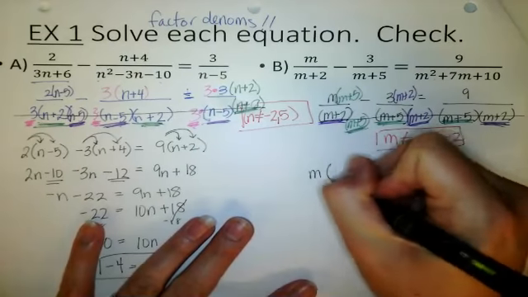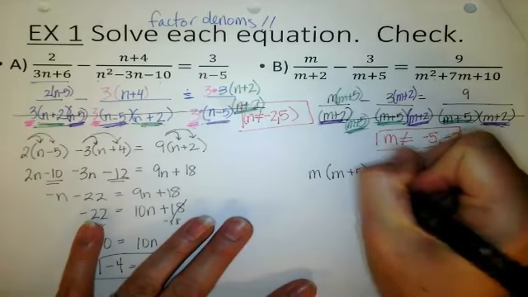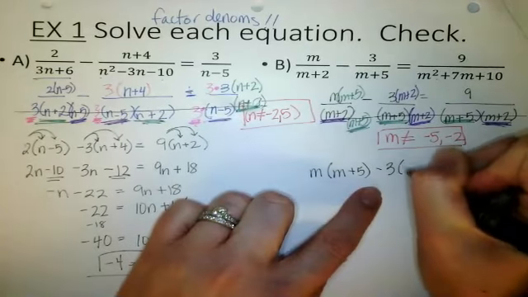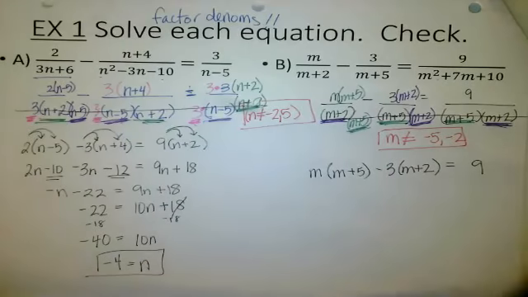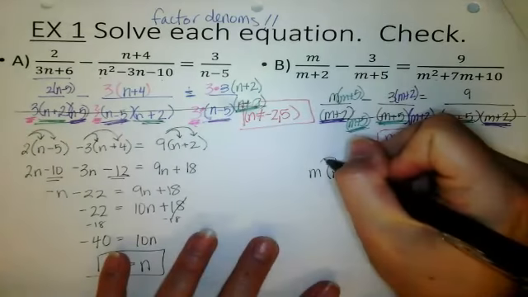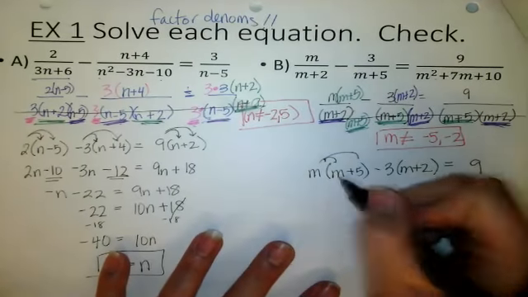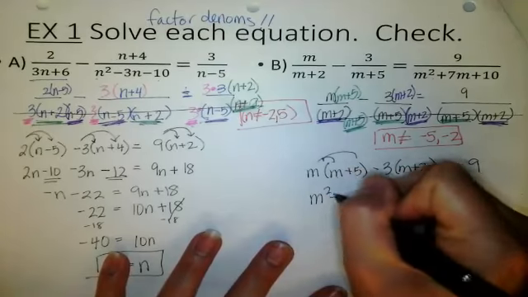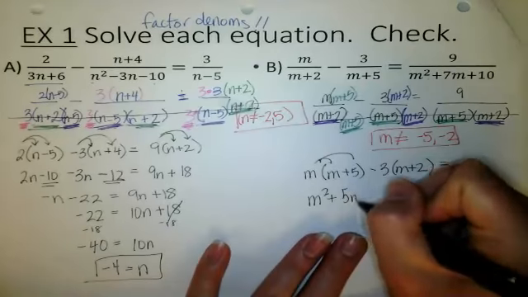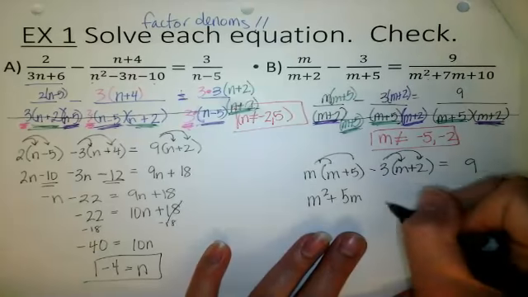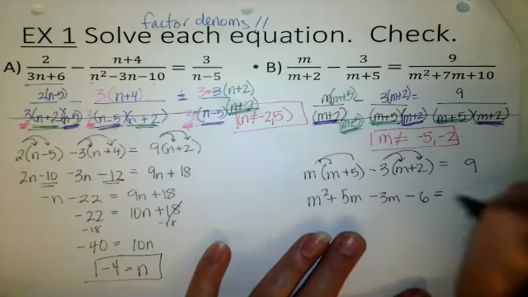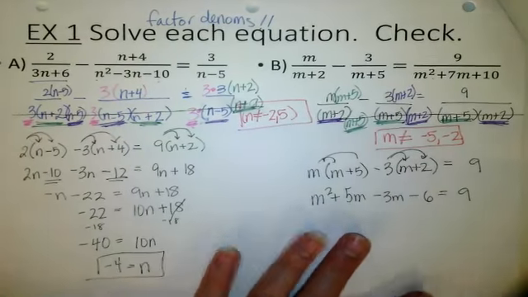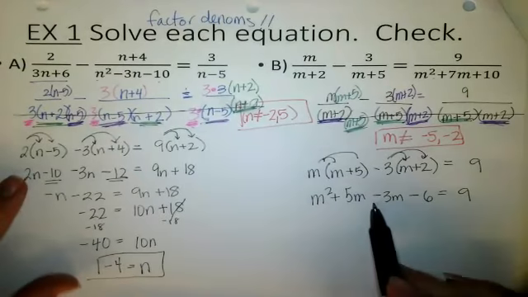So I'm left with m times m plus 5 minus 3 times the m plus 2 is equal to 9. And then what do I need to do? Distribute. What's m times m? M squared plus 5m. And distributing the -3, we get minus 6 equals 9.